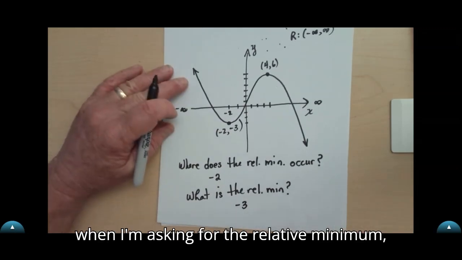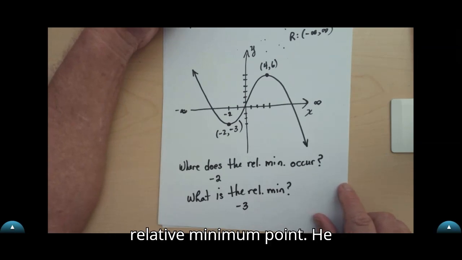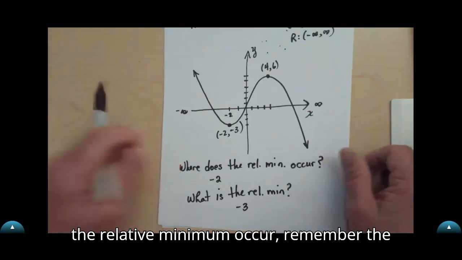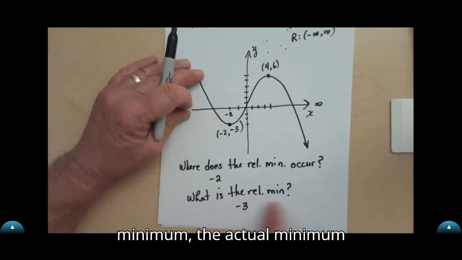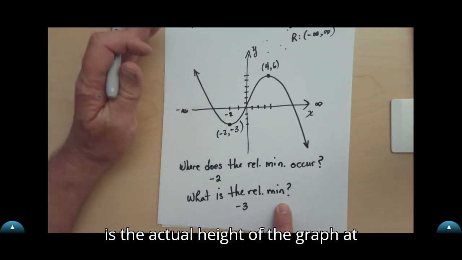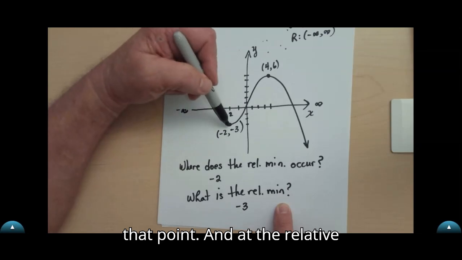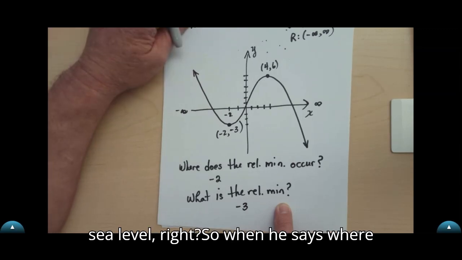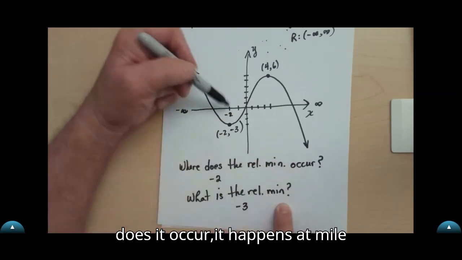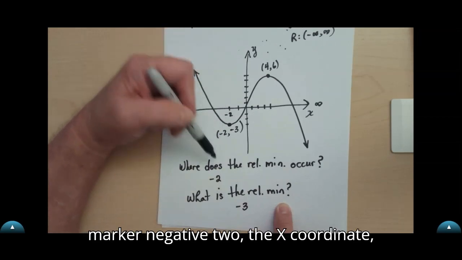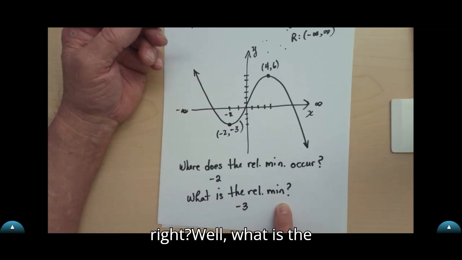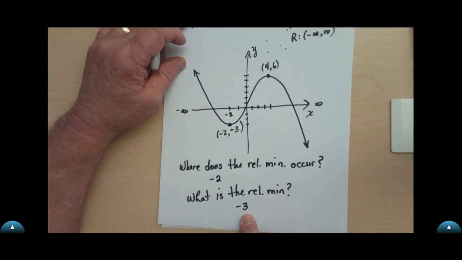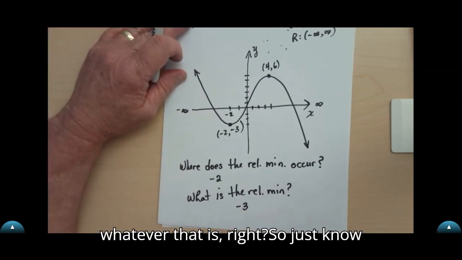So when I'm asking for the relative minimum, I'm just expecting you to tell me the relative minimum point. He wants to know, when he says, where does the relative minimum occur? Remember, the actual minimum is the actual height of the graph at that point. And at the relative minimum point, the height of the graph is -3. It's 3 units below sea level, right? So when he says, where does it occur? It happens at mile marker -2, the x coordinate, right? Well, what is the elevation at mile marker -2? It's -3, 3 feet below sea level or whatever that is, right?